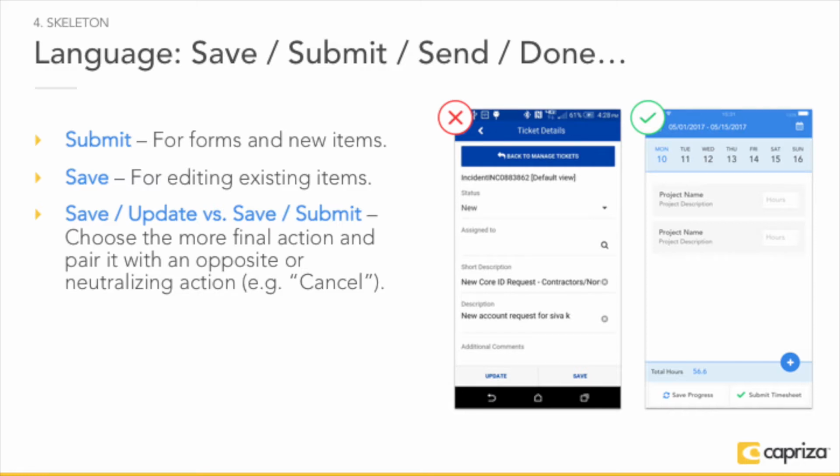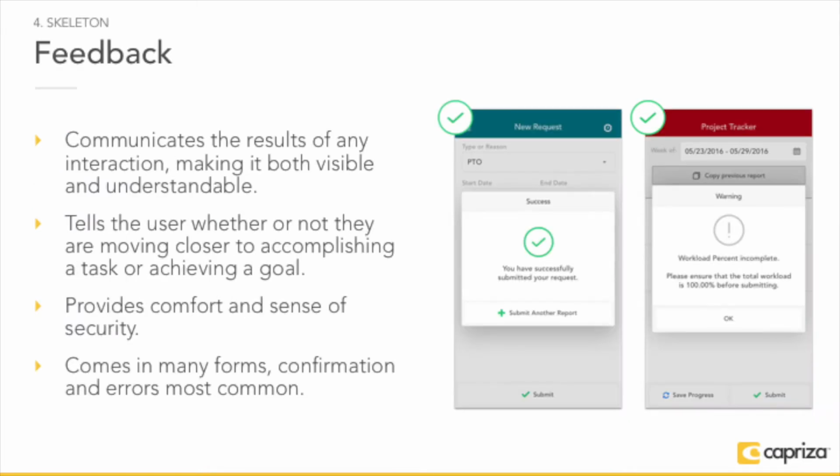In our time entry template, a single word added to each button label further reinforces its meaning. Instead of simply submit, submit timesheet is a bit more specific. Instead of simply save, save progress is better. Let's move on to feedback.